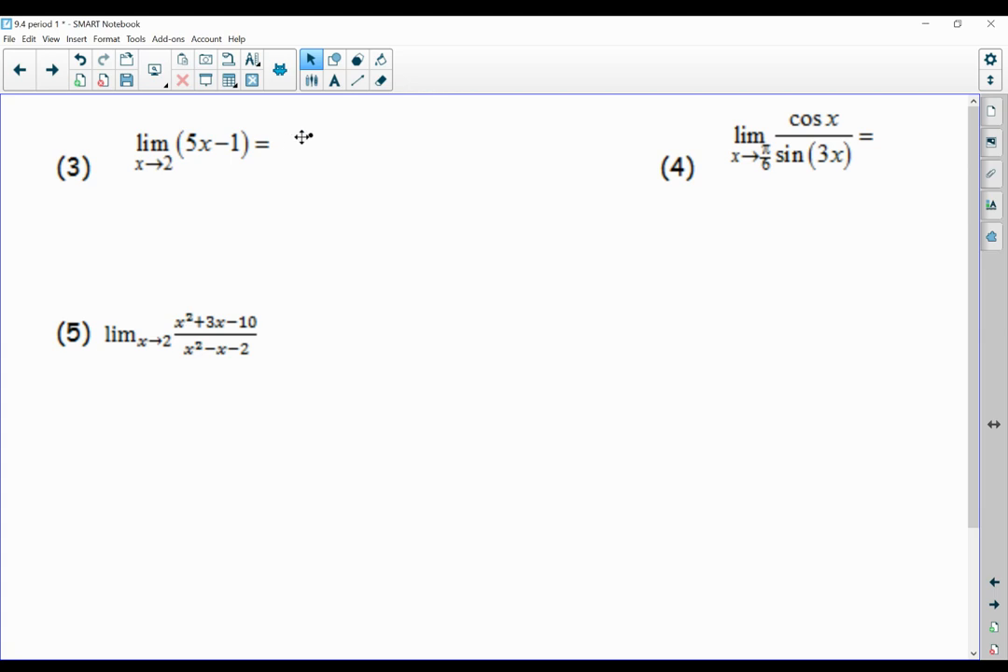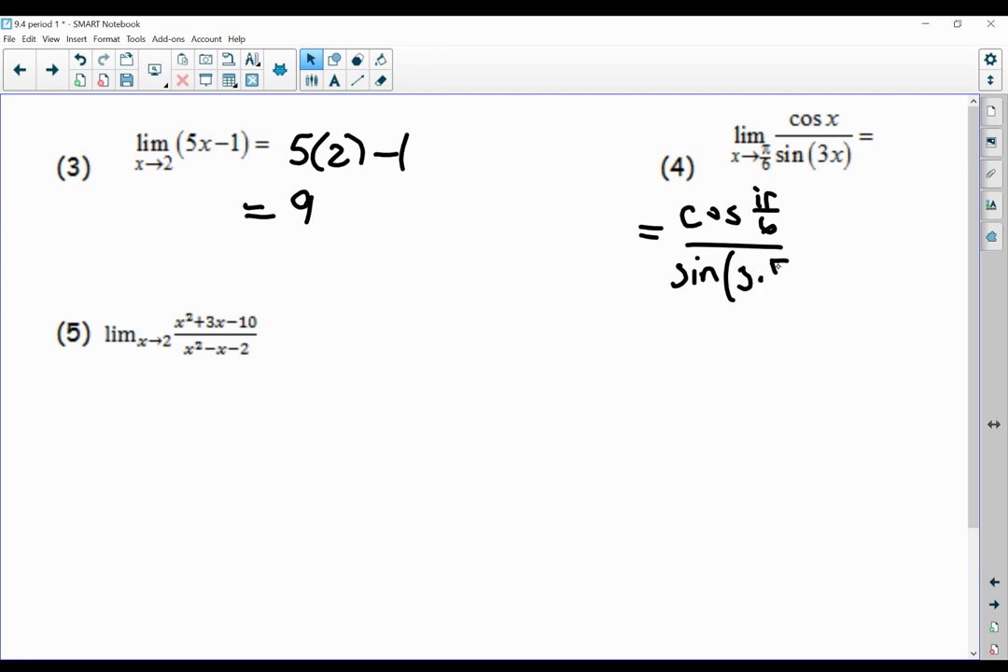So I'm going to plug in 2 and get that limit, which is 9. This one, I'm going to plug in pi over 6. Ooh, here we go. Cosine of pi over 6 over sine of 3 times pi over 6. Okay, so now we're going to evaluate this. If you're like me, I always have to do my reference triangle here. So pi over 6, I know pi over 6 is 30. So my ratios would be 1 to root 3 because it's a 30, 60, 90. So cosine would be square root of 3 over 2.